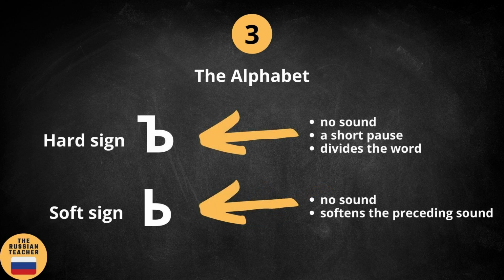Although I'm going to create another video in which we will discuss in detail the functions of the hard and soft sign, let me give you a brief introduction. The hard sign does not denote any particular sound. It represents a very short pause and basically divides the word into two parts phonetically. The soft sign does not represent any particular sound either. In short, it makes the preceding sound soft.